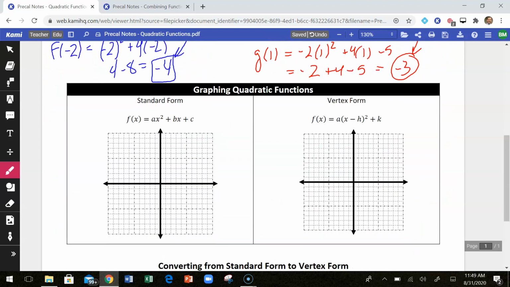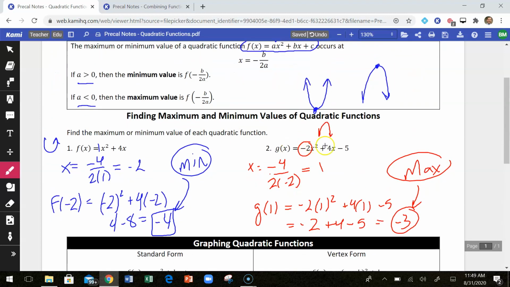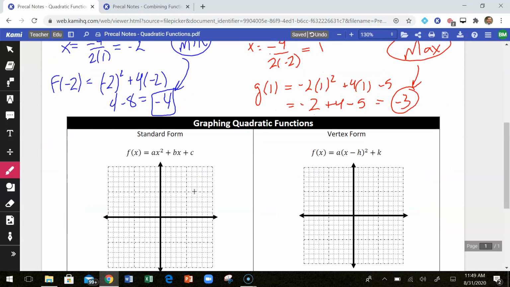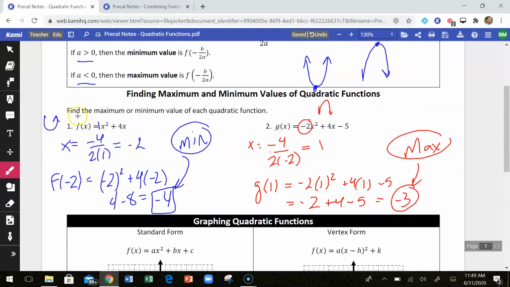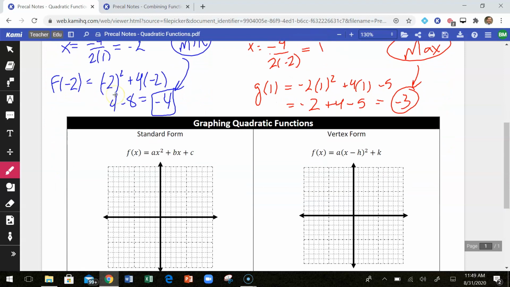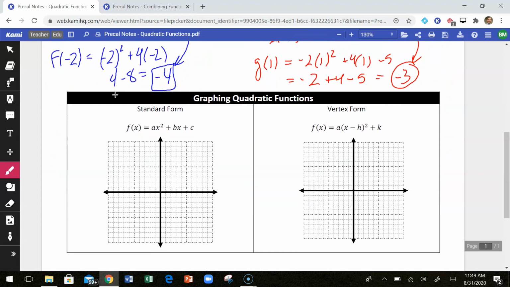When we graph quadratic functions, we've got a couple different forms here. First of all, we have standard form, which is kind of what we've just been looking at: ax squared plus bx plus c. The way that you would graph this is you would have an axis of symmetry. So for example, if I were graphing this first one here, x squared plus 4x, I would have an axis of symmetry at negative 2 here. Okay, so at negative 2, I know that my parabola is going to go right around that.